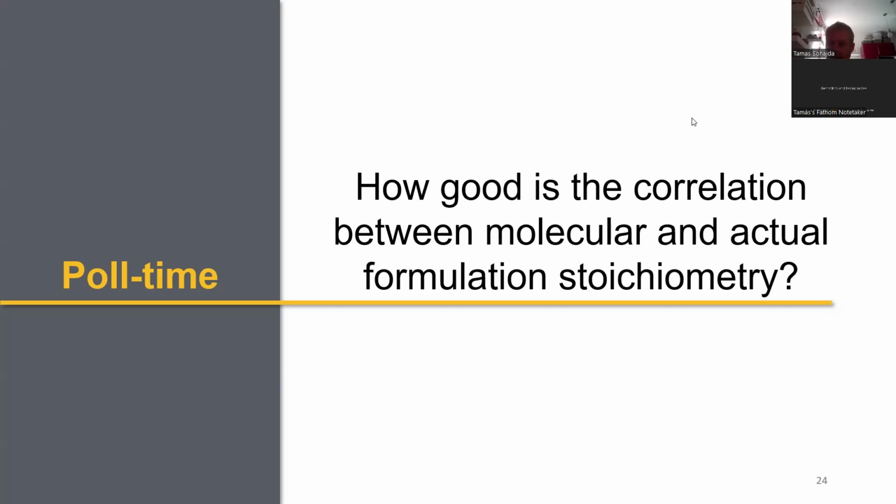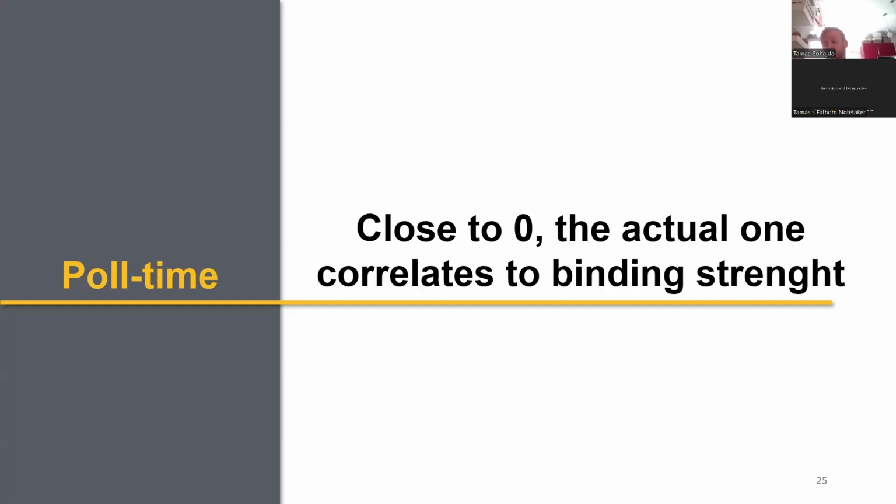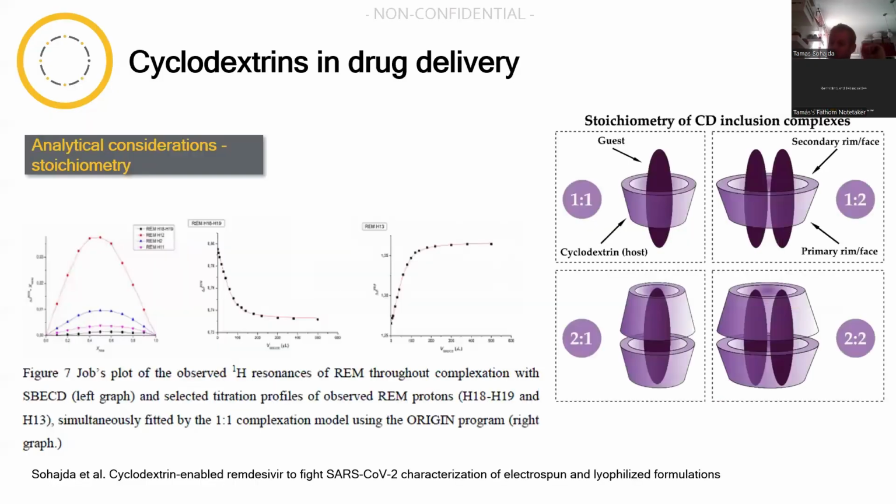Okay. It's not good, and you're completely right. It's not good because actually there is almost no correlation between the molecular stoichiometry and the real world stoichiometry, what is in the product, because how much cyclodextrin excess we have to add to the product is much more dependent on the binding strength. How good is the fitting of the active ingredient into the cyclodextrin, not the actual stoichiometry or the ratio.